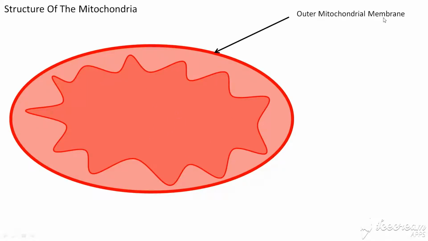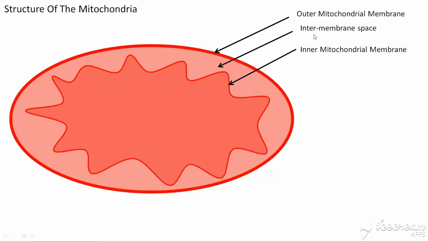Right here we have the outer mitochondrial membrane. Here we have the inner mitochondrial membrane. In between them, something called the intermembrane space, which is going to be very important to our understanding of the electron transport chain. And deep inside, we have the mitochondrial matrix.